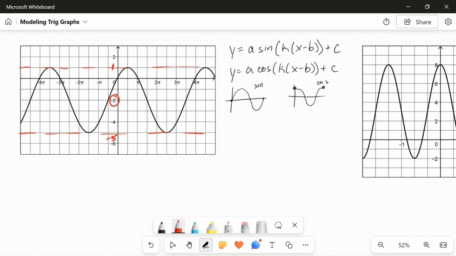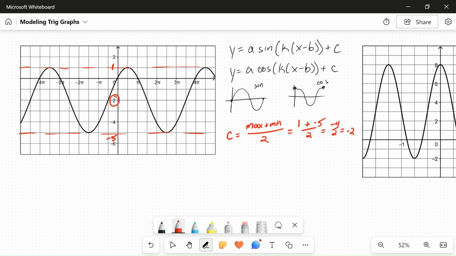But we could also compute that. And if you remember, the middle of the graph is our midline, which is our C value. So to find the value for C, we can take whatever our maximum value is, add it to the minimum value, and then divide by 2. So in this case, we're going to take 1 for the maximum plus negative 5 for the minimum divided by 2. 1 plus negative 5 would be negative 4 divided by 2, and so negative 4 over 2 would be negative 2. So our C value is negative 2.